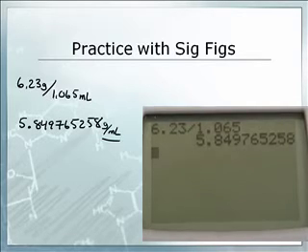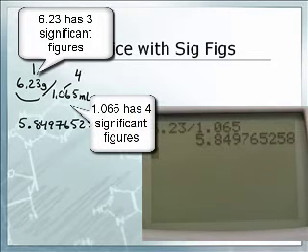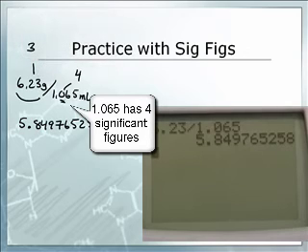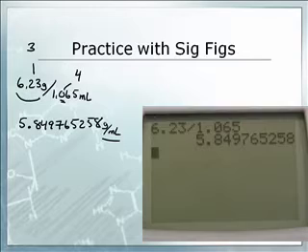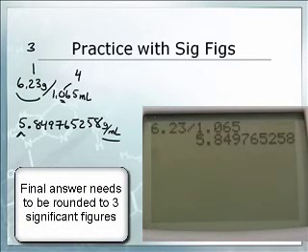Now, we're doing a division problem. So when you divide, you go with the least number of significant figures. So 6.23 has 3 significant digits. 1.065 has 4. That 0 right there counts as a captive 0. You're only as good as your least accurate measurement, which would be the 3 significant digits. So our number needs 3 significant figures. The first significant digit would be the 5, and then after that would be the 8. And lastly, there would be the 4.